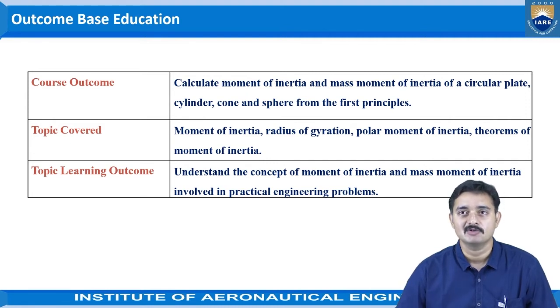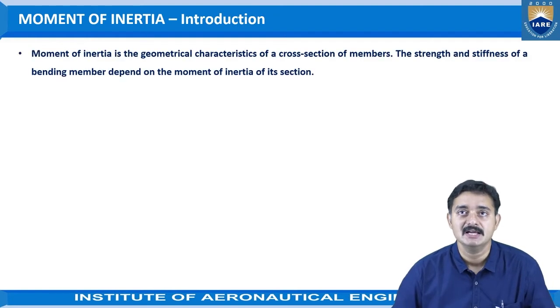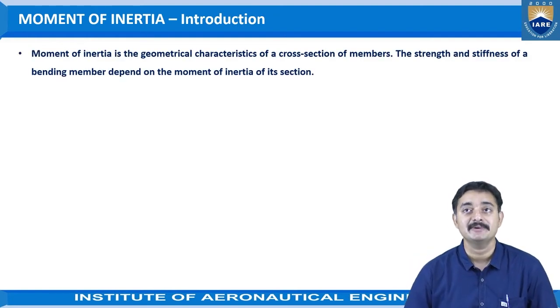The topic learning outcome would be to understand the concept of moment of inertia and mass moment of inertia involved in practical engineering problems. First, let us see the introduction of the moment of inertia. The moment of inertia is the geometrical characteristic of a cross section of members.